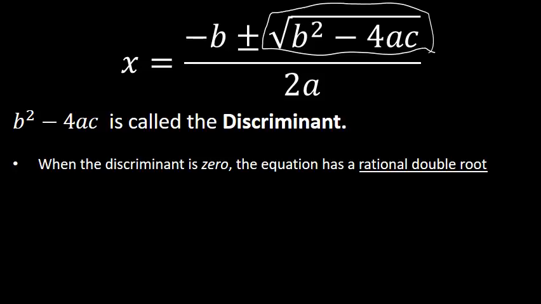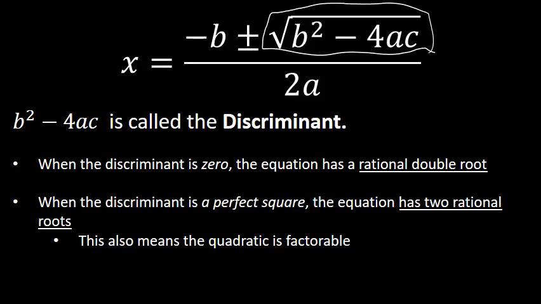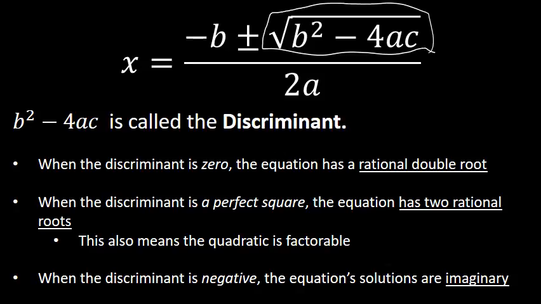When the discriminant is 0, the equation has a rational double root, only a single rational double root. If the discriminant is a perfect square, such as 1 or 4 or 9 or 16, in that case, the quadratic equation would have two rational roots. This also would mean that the quadratic equation is factorable.